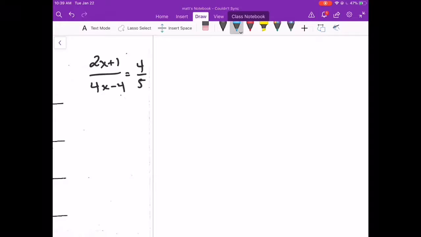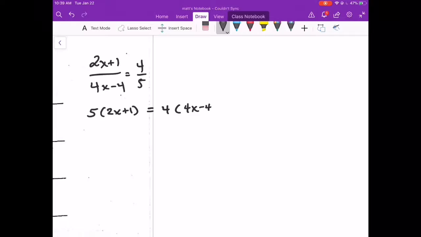All right, so what I'm going to use here is that same cross multiplication strategy. 5 times 2x plus 1 is equal to 4 times 4x minus 4. Again, we did the numerator on the left times the denominator on the right, and the denominator on the left times the numerator on the right. Go ahead and distribute, and I've got 10x plus 5 is equal to 16x minus 16.